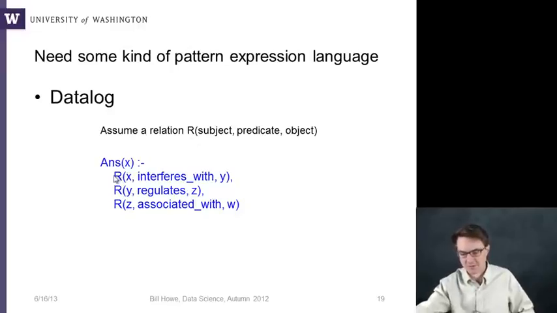So here the syntax looks not all that different than SPARQL. For each predicate, we have an instance of R, and we are looking for, give me all the x's such that x interferes with y, y regulates z, and z is associated with w. And we use three instances of this relation R. It can essentially be interpreted as a join. In fact, that's literally how it's going to be implemented in most Datalog systems. So you're going to join R on y equals y, join R again on z equals z, and then return the instantiations of the variable x.